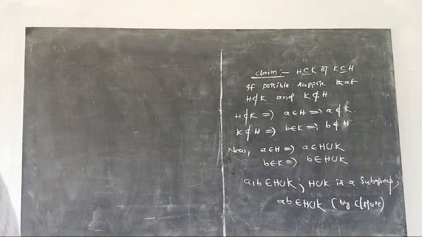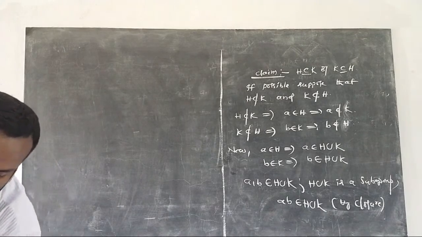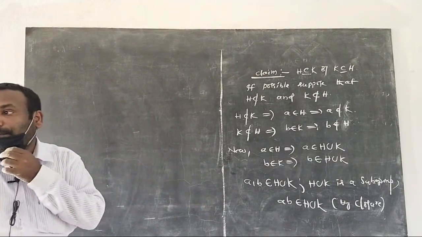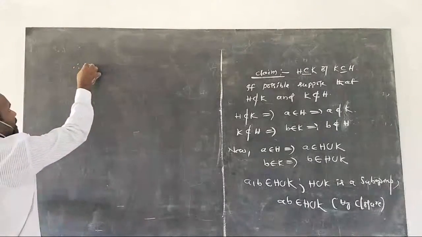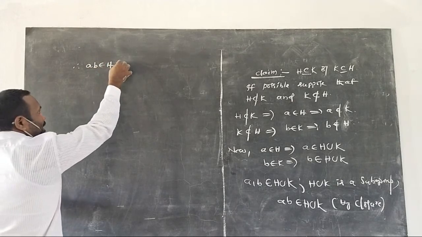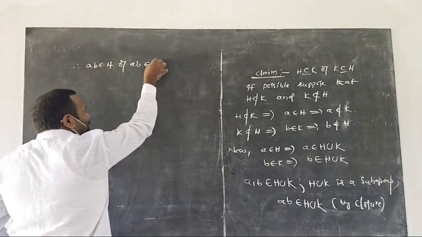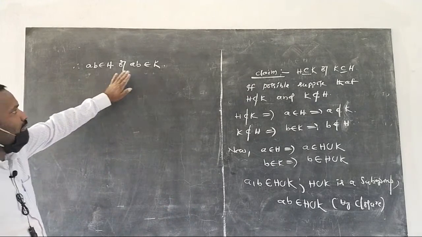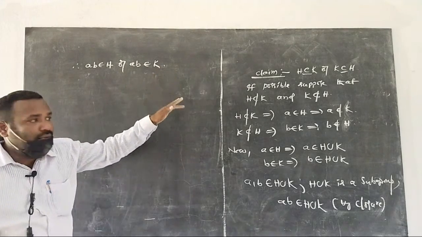Okay, so AB belongs to H union K. That means, therefore, AB belongs to H or AB belongs to K. An element lies in the union if it is a member of one of the two sets. Even if it is in just one of them, it is in the union. Now if it is in the union, it can be in H or in K. So AB belongs to H or AB belongs to K. Whichever it is in, we can write it in the union.